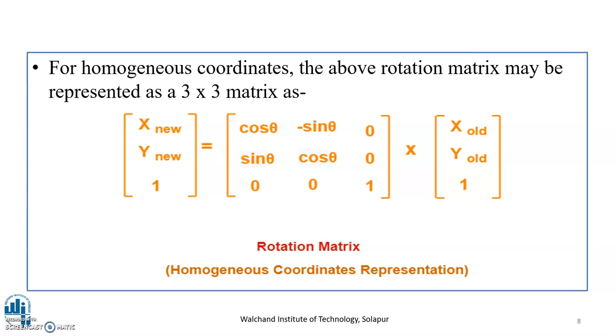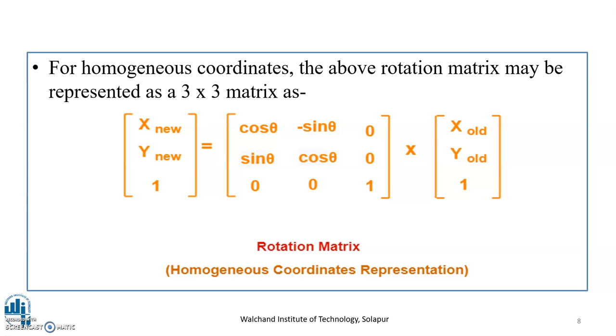Now, why is it given using homogeneous coordinates, that is a 3 by 3 matrix? This is for the sake of our mathematical calculation. However, we can simply use x new, y new equal to the matrix cos theta, minus sin theta; sin theta, cos theta; multiplied by x old, y old. So both ways we can use the matrix for our calculation, depending on the need of the problem.